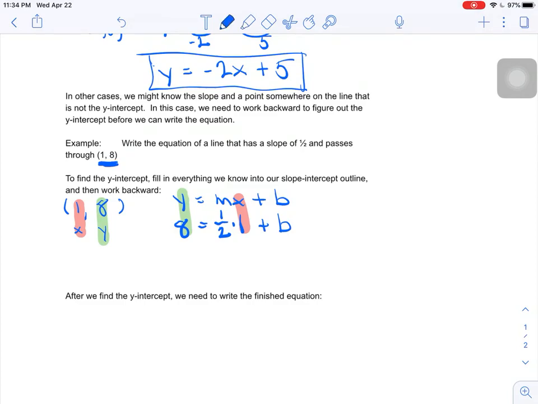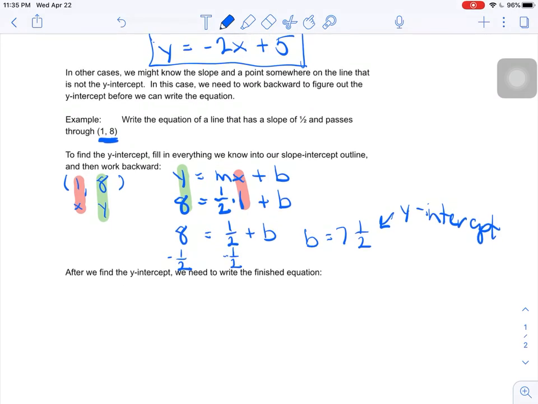So from here, we could work backwards. We could say, okay, 1/2 times 1 is 1/2. So 1/2 plus something is supposed to equal 8. So that's a one-step equation. If I work backwards, 8 minus 1/2 is 7.5. So that is my missing y-intercept. So if you were to graph it, this line would meet the y-axis at 7.5.